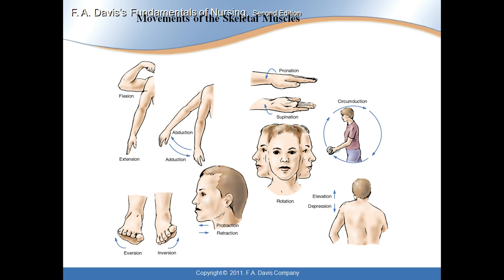All right, so this slide actually will show you the different movements of the skeletal muscles. And I believe the next slide also will give you some pointers as far as assessing your patient. So the first picture is flexion and extension, you've got abduction and adduction, pronation and supination, circumduction. You've got the rotation of the head, the elevation and depression of the shoulders, the protraction and retraction of the neck, and then the inversion and eversion of the foot.